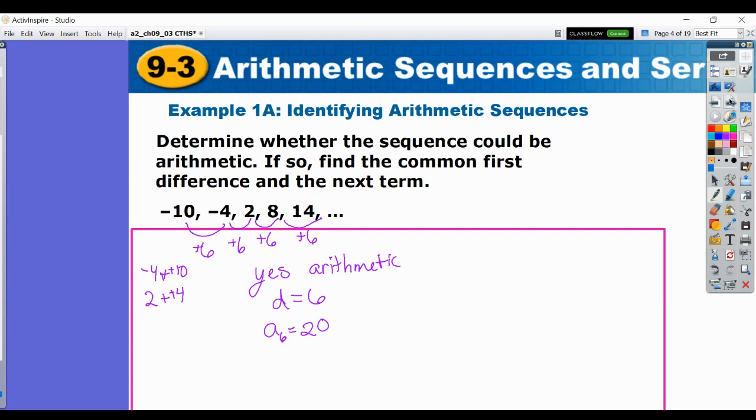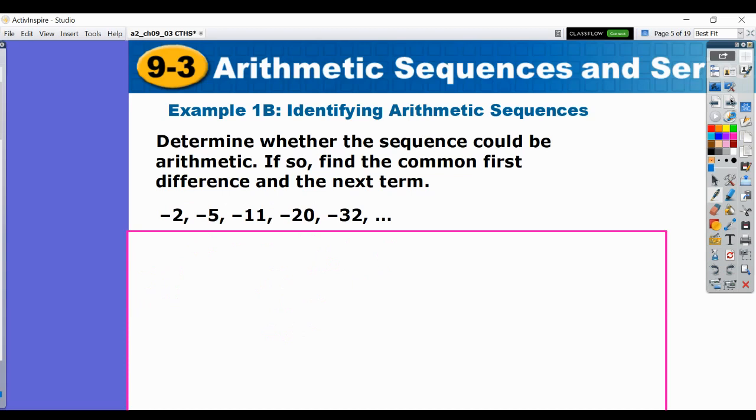So if you think that was easy, you can try this one out. But first, make sure it is arithmetic before you answer that. So if you subtract these, that's going down by 3. That's going down by 6. That's going down by 9. This is not arithmetic. If these are not the same, it's not arithmetic, and you're done.